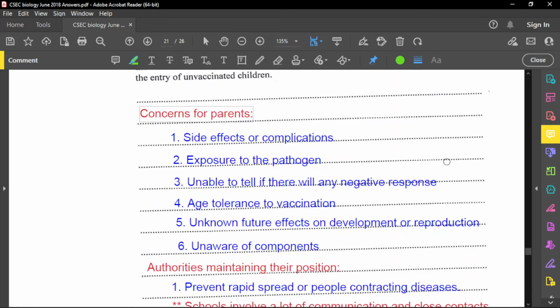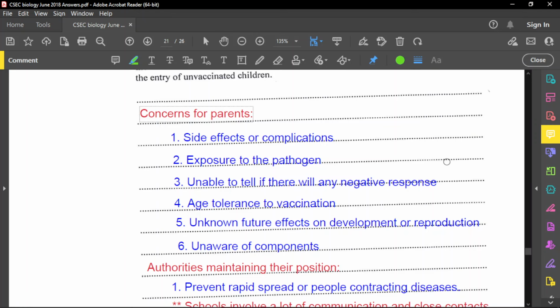So since you're not sure of the response, because really there is a chance. And also another one could be age tolerance to vaccination. Is the child really able to be exposed to this type of vaccine, or can the child's body tolerate this type of vaccine? And for some parents too, they may have children that are sick or allergic to certain things. You may never know. Another concern could have been unknown future effects on development and also on the reproduction of the children.